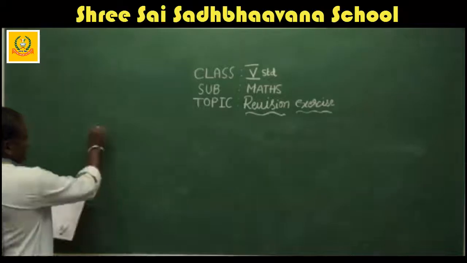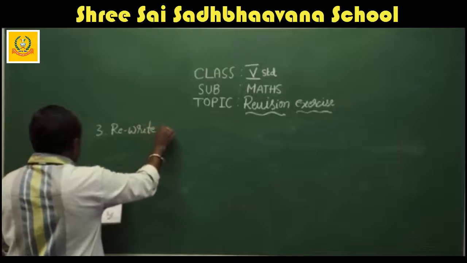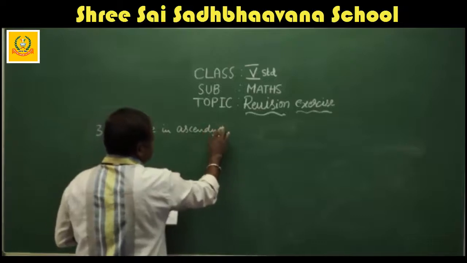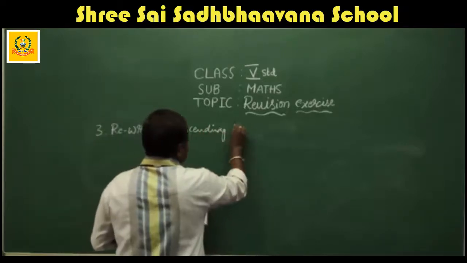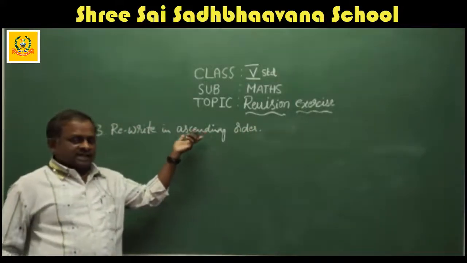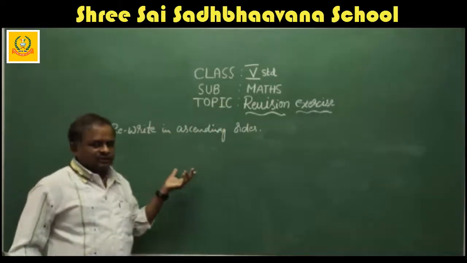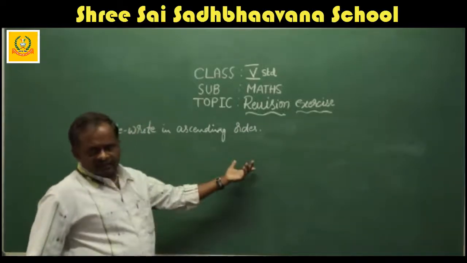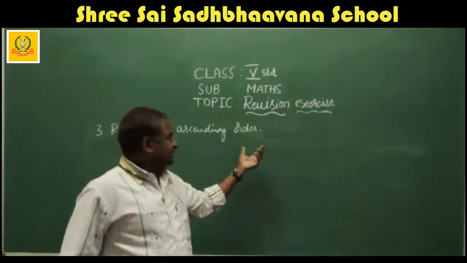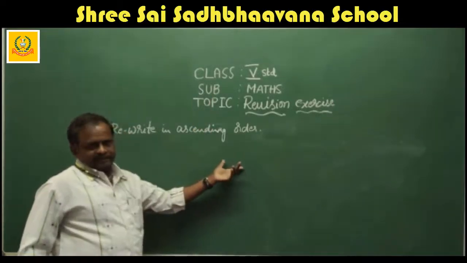Rewrite in ascending order. What is the meaning of ascending? You know very well, ascending means from smaller to bigger number. They have given some shuffled numbers, so you have to write from the smaller one to the bigger one. That is called ascending. Ascending means going up from smaller number to bigger number.